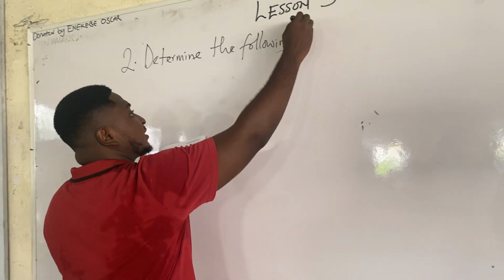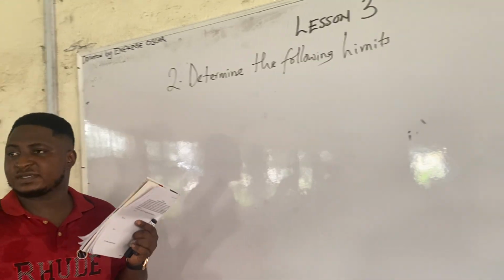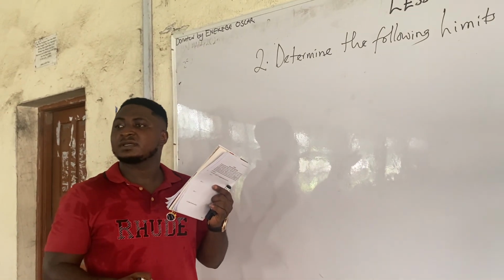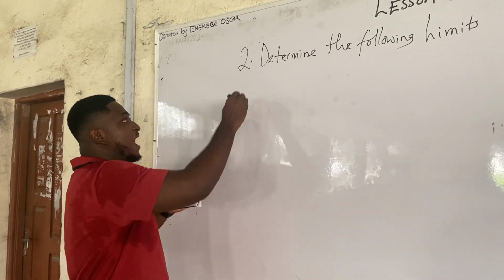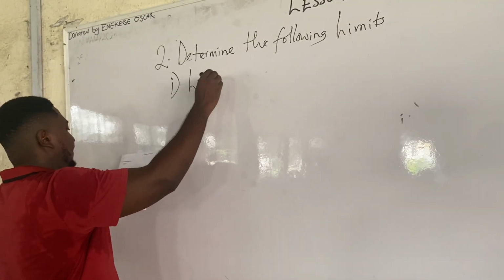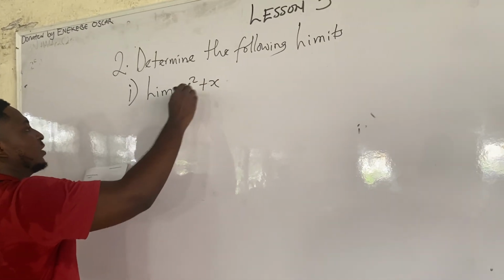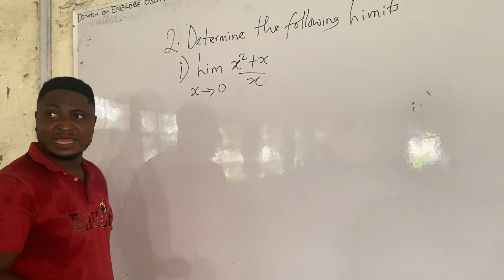Determine the following limits. (i) The limit of x squared plus x, all over x, as x tends to 0. Let's start with this, class.